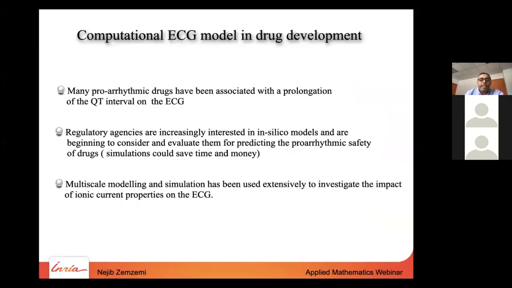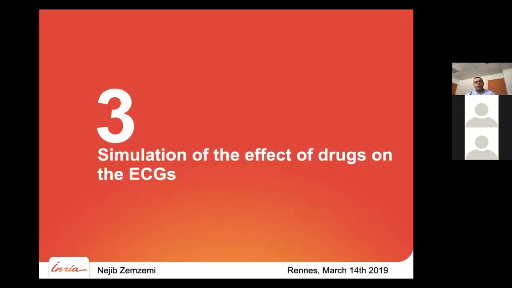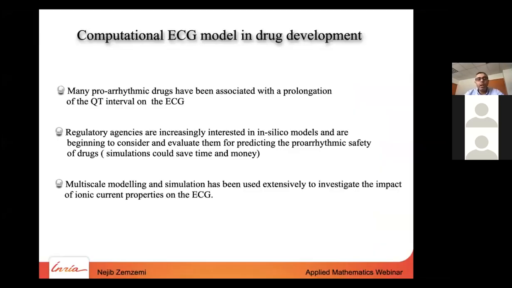Now we go to the application of the drug effect on the ECG. Why is this important? So many proarrhythmic drugs are associated directly with the QT interval on the ECG.